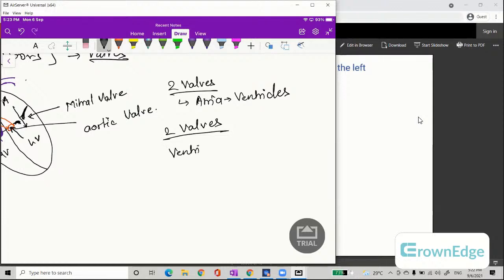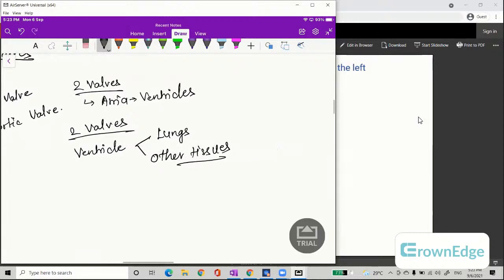ventricles to either lungs or other tissues, right? So the valves which are going from the atria to ventricle, since it is going from the atria to ventricle, these will be called as atrioventricular valve.